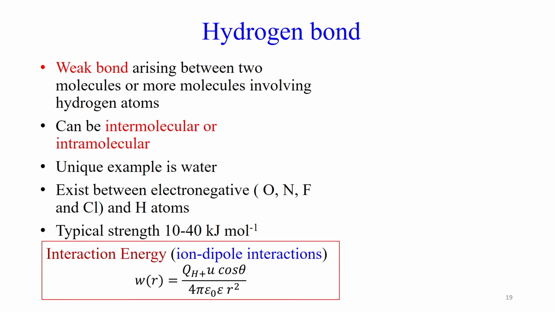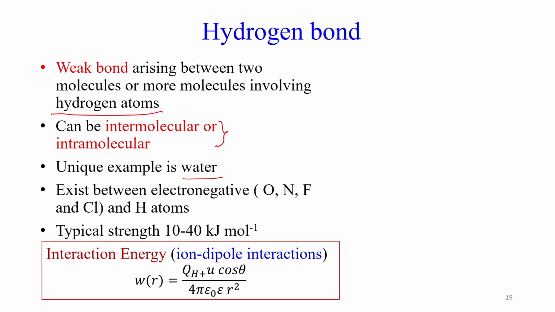So, other forces, one is the hydrogen bonds. These are the weak bonds which arise between two molecules involving hydrogen atoms. If there is a hydrogen atom, there is a possibility of formation of hydrogen bonds, and these hydrogen bonds may be intermolecular or intramolecular.